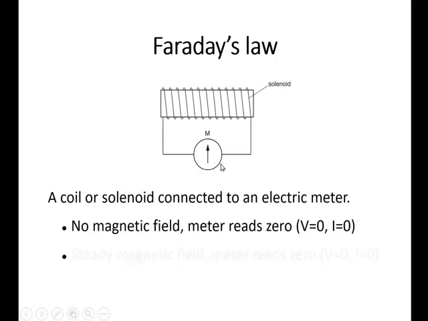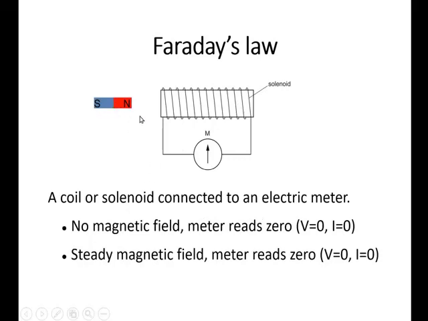Either can be used, but it should be a sensitive one, which is a galvanometer, because what we are going to measure is a very, very small current or voltage. Now, there is no magnetic field brought close to this solenoid, and the meter reads 0. Indeed, it can read to the left or to the right. Currently, it is reading 0 because there is no magnetic field changing around it.